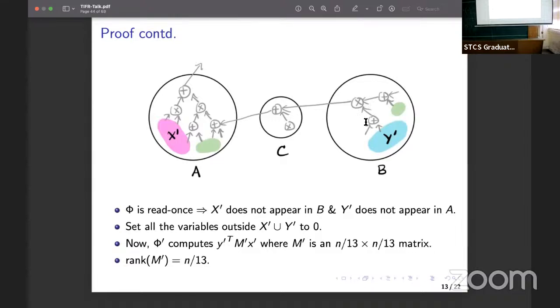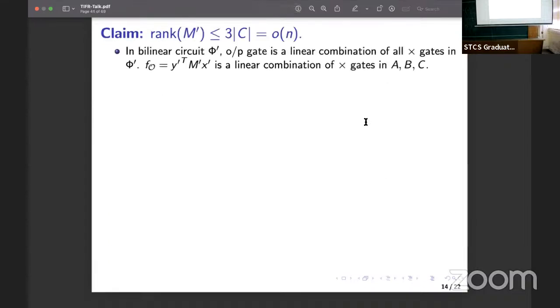So now we need a contradiction. The contradiction is that we'll show rank of M prime should be little o of n. So this is a contradiction to the original assumption that we started off with. The only assumption that we started off with was the size of this is little o of n square, which is 1.